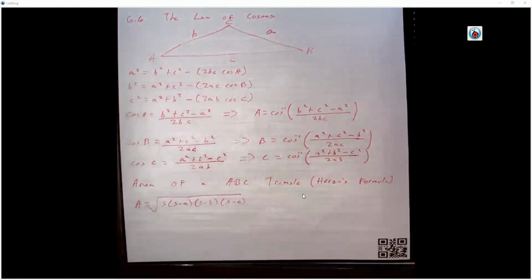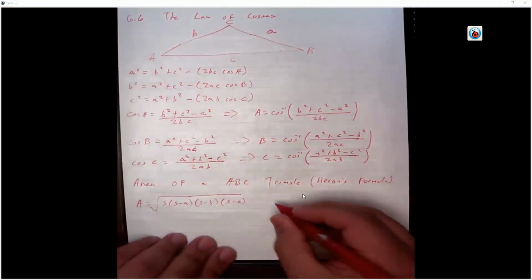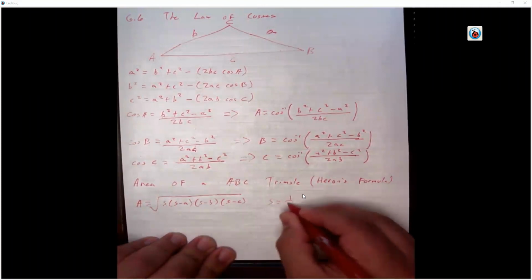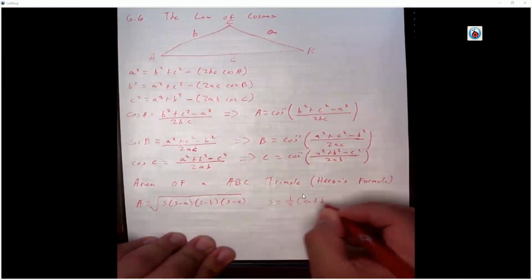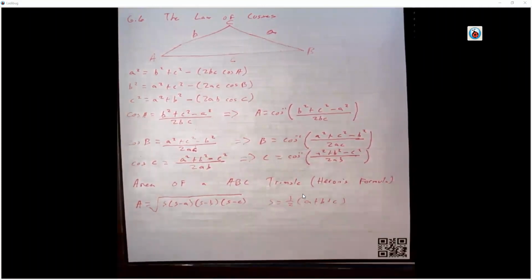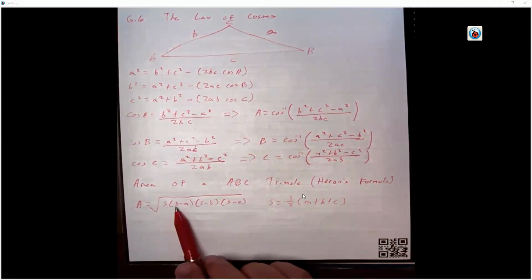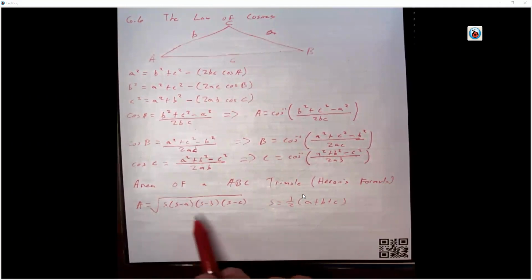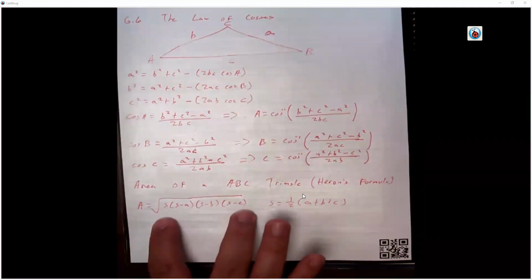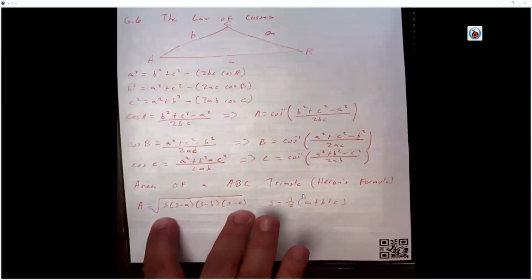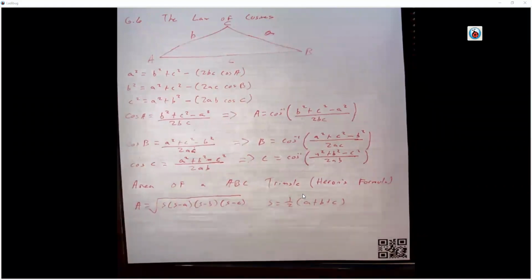Promise. So S is defined, I forgot to tell you, as 1/2 times A plus B plus C. So you add up all the sides, divided by 2, that goes in here. S minus A times S minus B, etc. Okay, so this will give you the area of any triangle. Is S minus A?